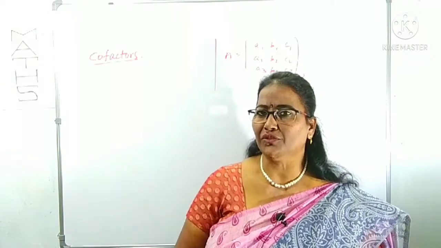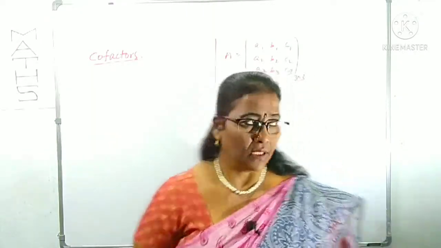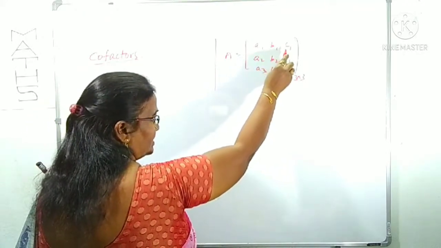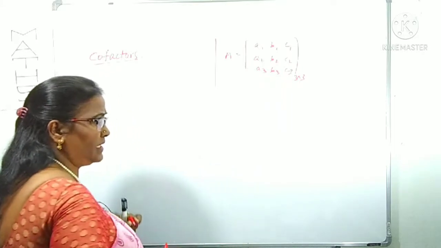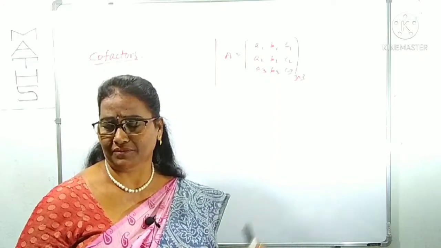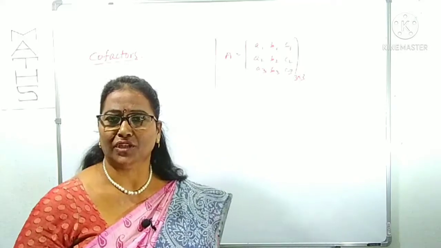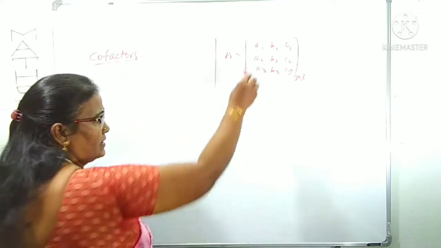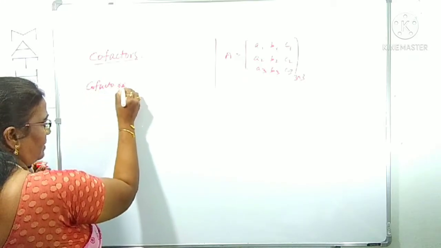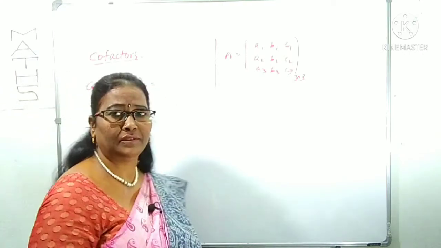Okay, cofactor. To find out the cofactor of an element, what you have to do? For example, you can see this matrix A is equal to A1 B1 C1, A2 B2 C2, A3 B3 C3. There are 9 elements. We can find out the minor for each and every element, and likewise the cofactor for each and every element. First, we want the cofactor of the A1 element. So, what is the minor of A1?